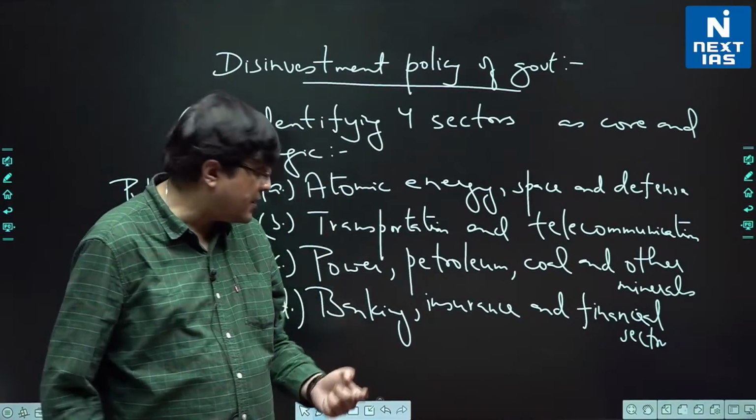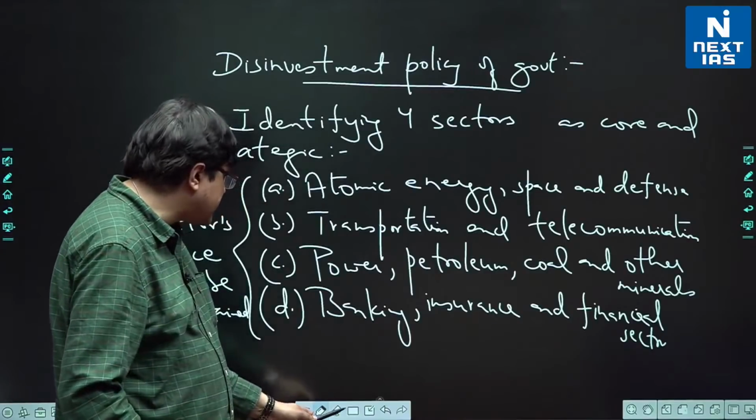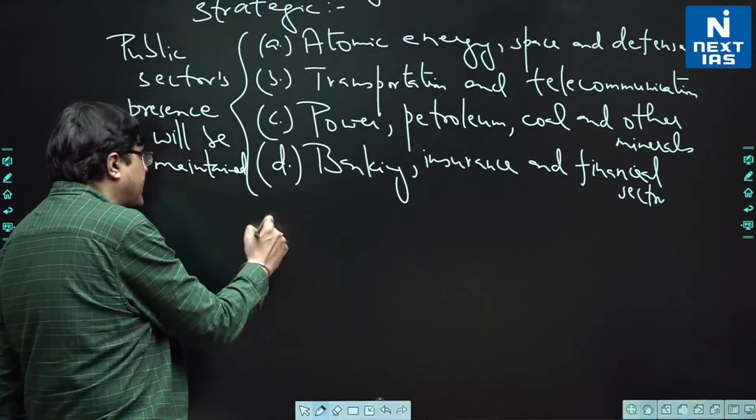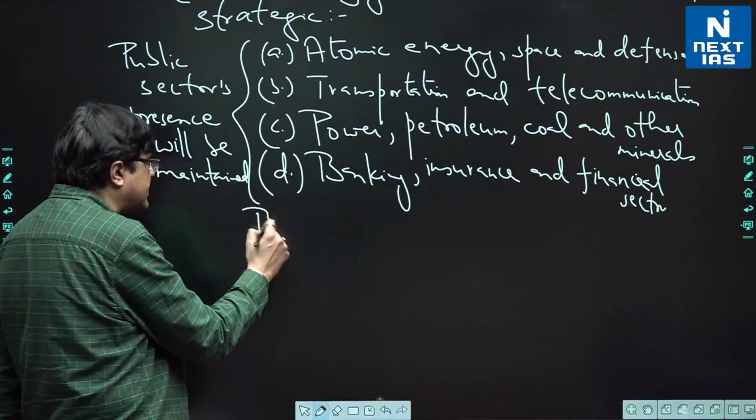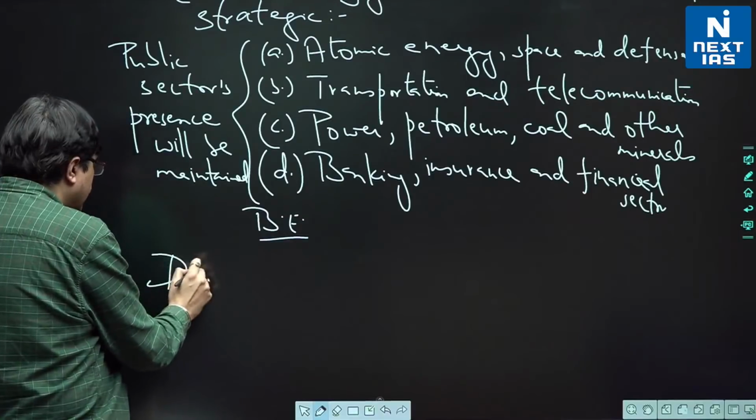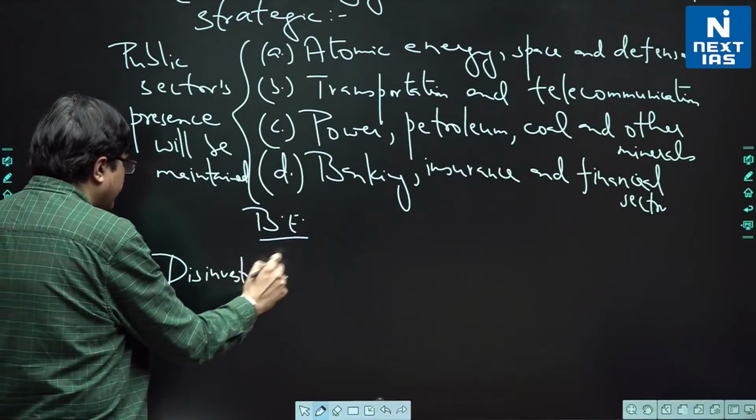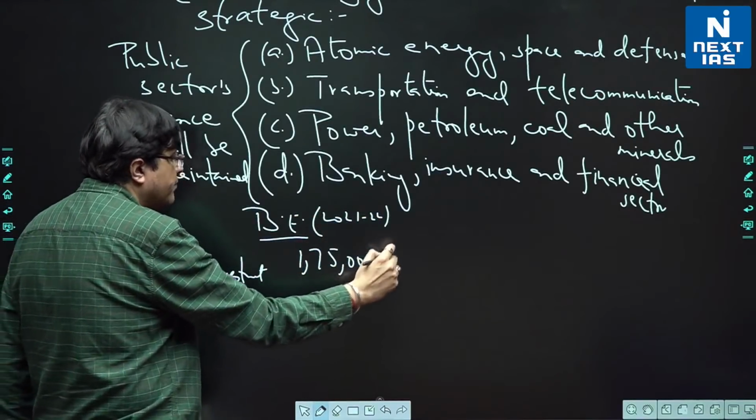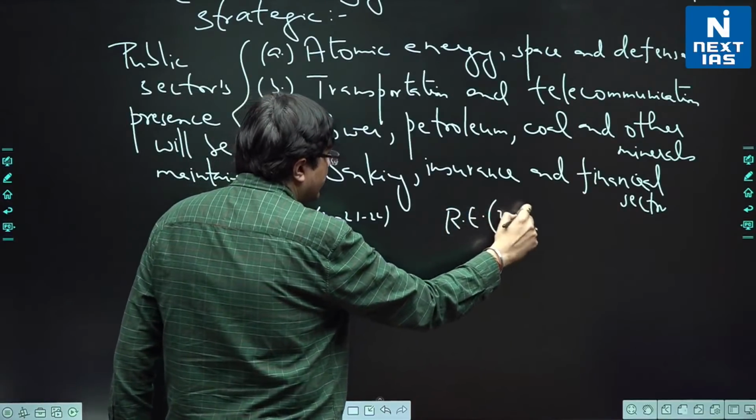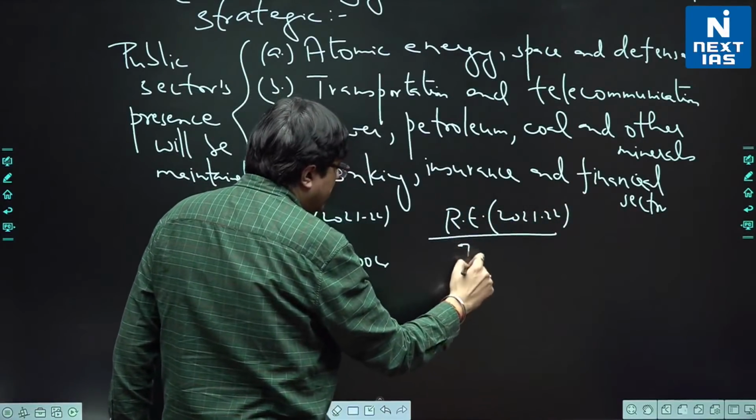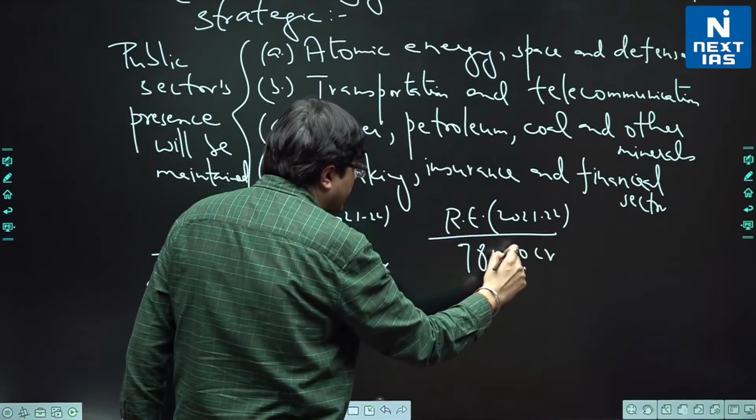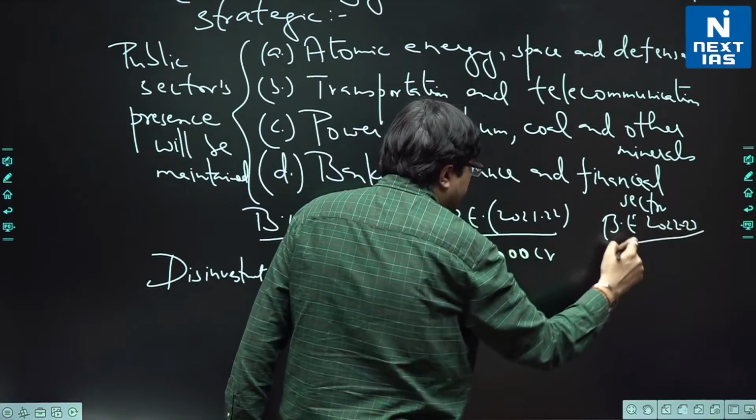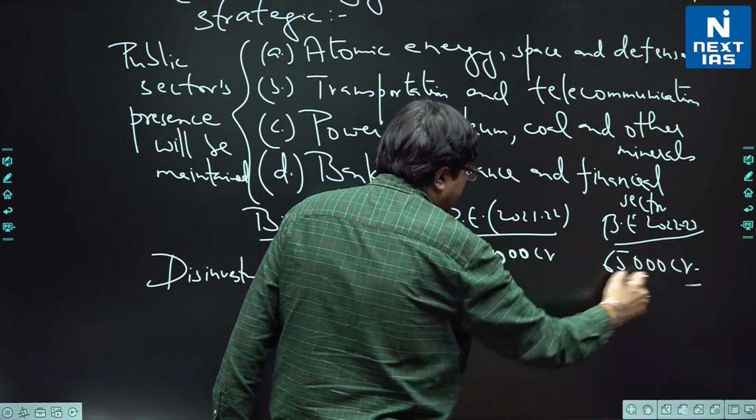So again, from the prelims point of view, please keep it in mind that when it comes to disinvestment targets, the government has revised them downwards. The budgetary estimate for disinvestment in 2021-22 was 1,75,000 crore. The revised estimate for 21-22 was brought down to 78,000 crore, a big climb down if you ask me. And then the budgetary estimate for 22-23 has been fixed at 65,000 crore.